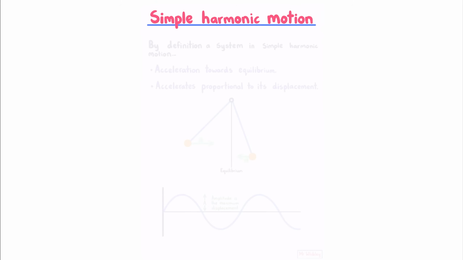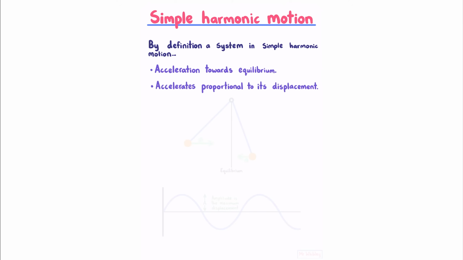Simple harmonic motion. By definition, a system in simple harmonic motion will have an acceleration towards equilibrium, and the acceleration is proportional to its displacement. So if we imagine a pendulum at two different positions with an equilibrium here, the acceleration is always going to be towards equilibrium, and the larger its displacement, the larger the acceleration. Being asked to state these two conditions is extremely common in the exam.